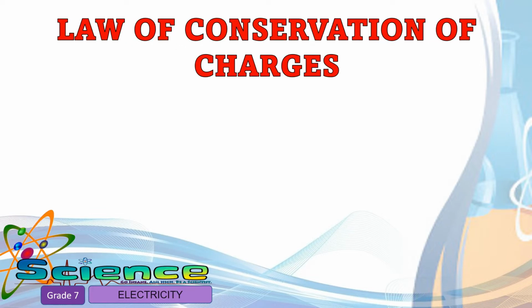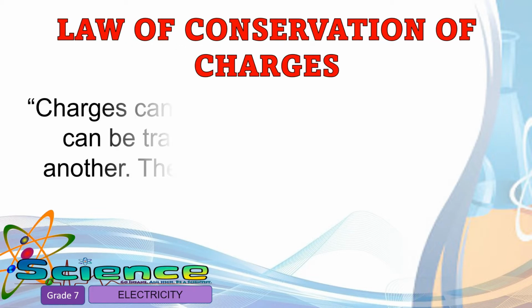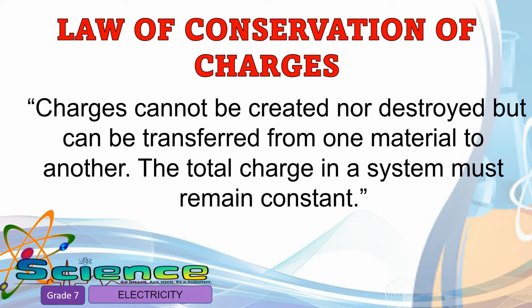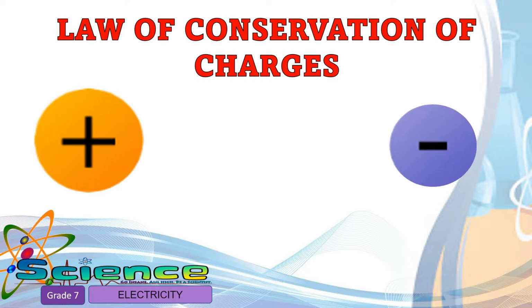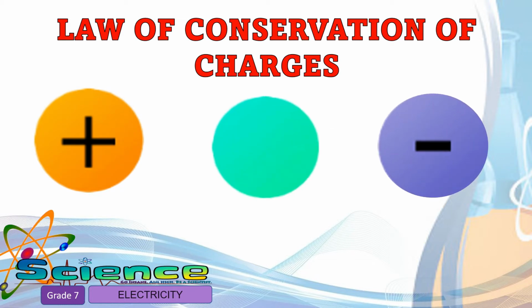All charges follow the law of conservation of charges, which states that charges cannot be created nor destroyed but can be transferred from one material to another. The total charge in a system must remain constant. When we rub two objects with each other, they become electrically charged. As stated a while ago, an object can be positively charged, negatively charged, or neutrally charged.